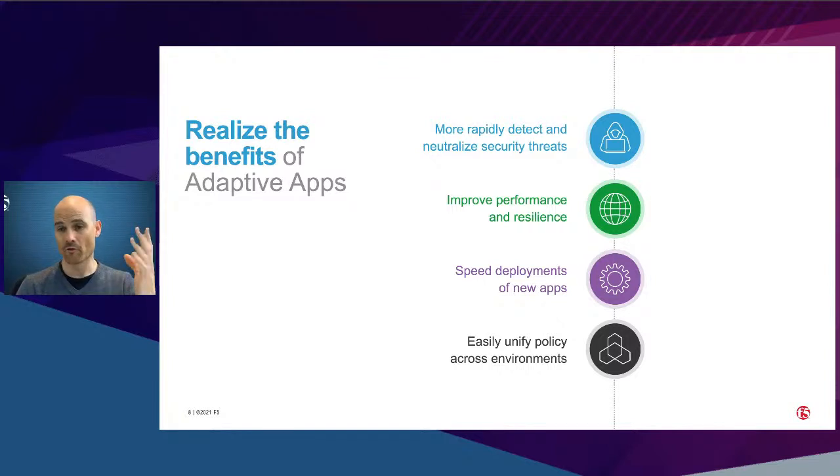And the fourth, by easily unifying policies. So security policies across all environments. It doesn't matter if it's on-prem, off-prem, with a public cloud, or if it is as a SaaS at F5 in our own data centers. We want to reduce the cost of the ops. NetOps, SecOps, DevOps, whatever. But by unifying policies, we reduce the cost of the operations.